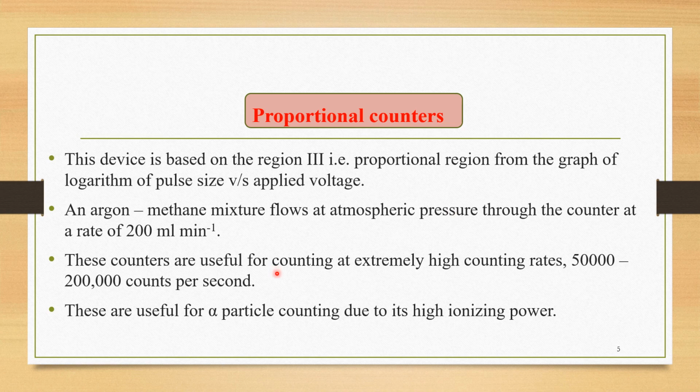These counters are useful for counting at extremely high counting rates, 50,000 to 2 lakh counts per second. So if you want to count at extremely high rates, then these proportional counters are commonly used. These are useful for alpha particle counting due to its high ionizing power. So this is very useful for counting alpha particles.